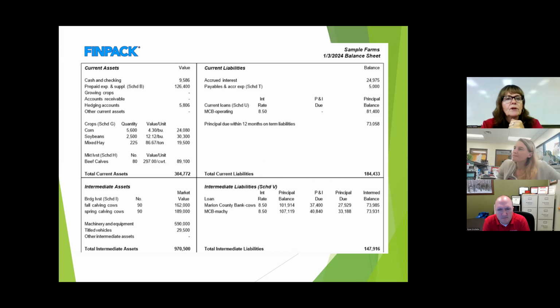You can see at the time we had corn at 430, which is still higher than what it is now. But it's certainly not as high as it has been in past years. And soybeans were over $12.